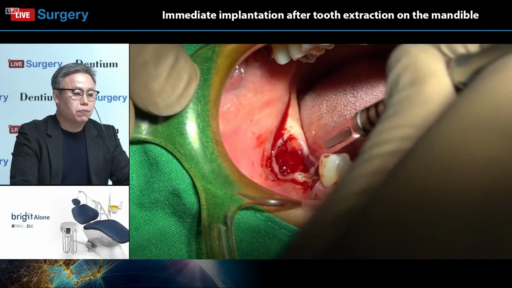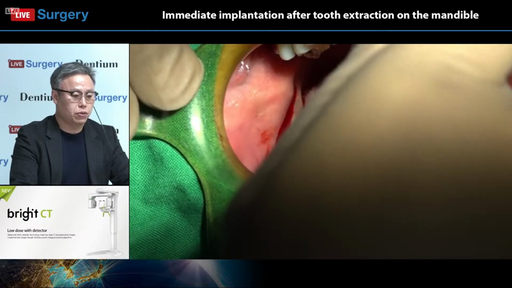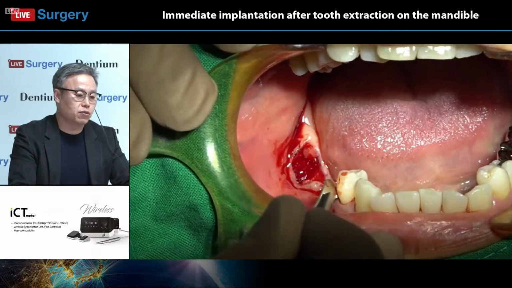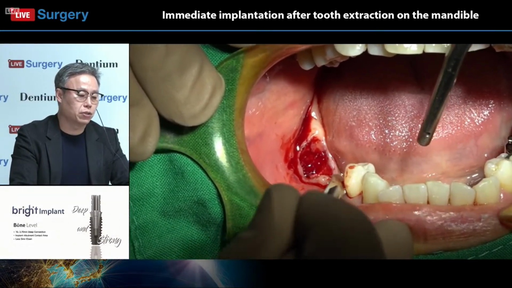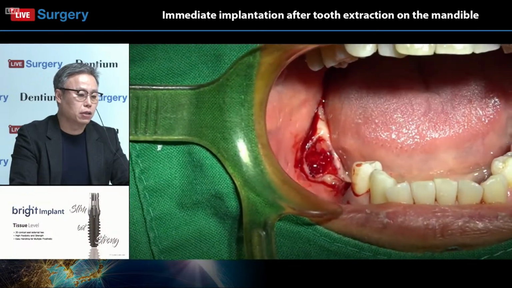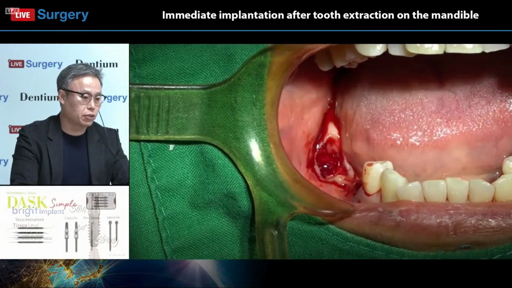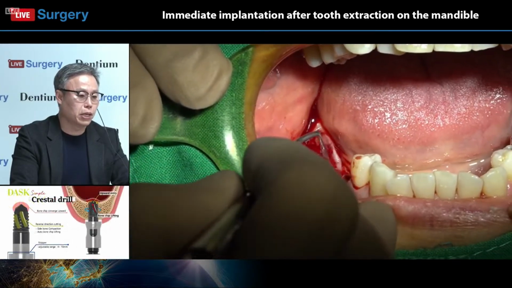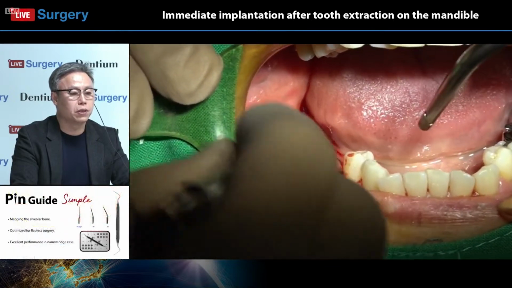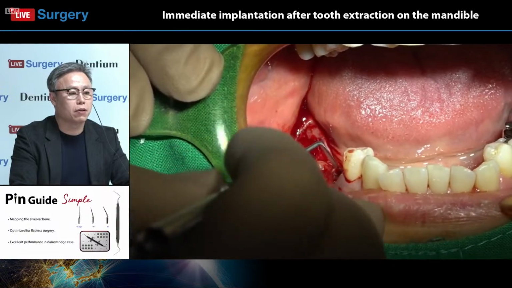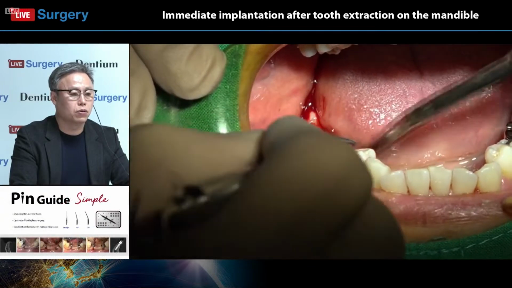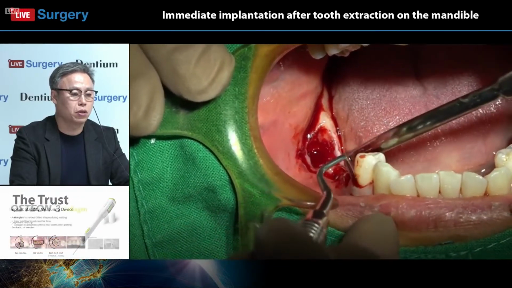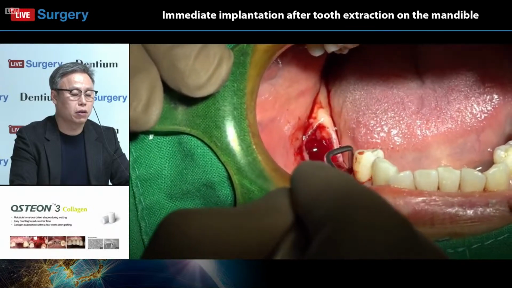After extraction, sometimes we don't have to open the flap. However, this case has a diseased extraction socket with some inflammation. Therefore, Dr. Lee probably wants to make sure of the defect configuration, how it looks, and what we have to do. To make that decision, I think Dr. Lee is opening the flap. Sometimes before elevating the flap with a periosteal elevator, the Orban knife, the interproximal knife, could be used for cutting a little soft tissue, especially in the interproximal area.